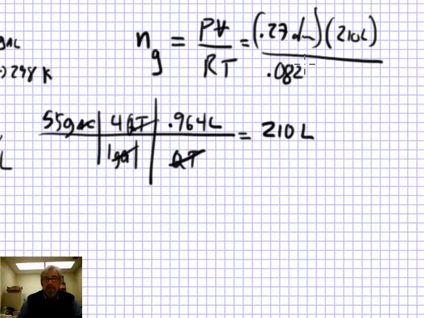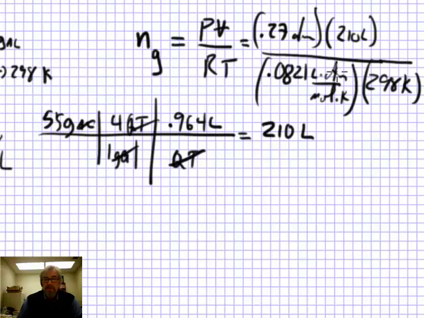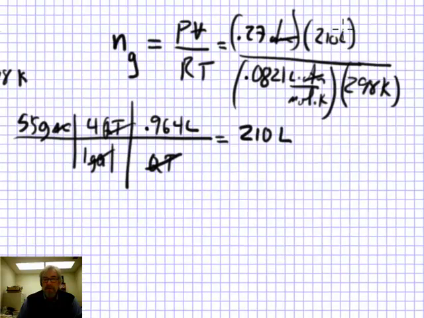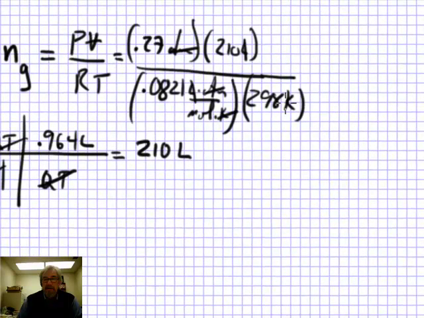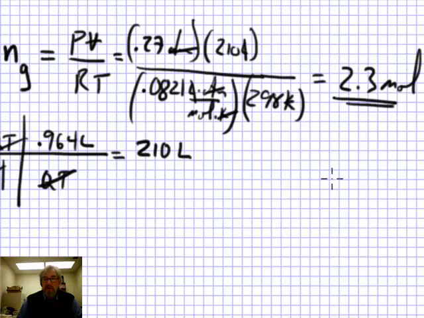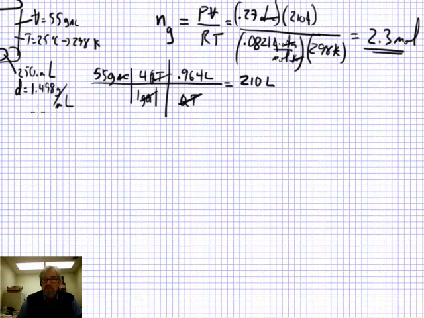R is going to be 0.0821 liter atmospheres per mole Kelvin. And the temperature was 25 degrees C, or 298 kelvins. And so, as we typically did when we were doing these gas law problems before, you see everything cancel out nicely, and this is going to leave us with a number of moles of gas, chloroform. Do the calculation to two significant figures, we get 2.3 moles. So that's how many moles of gas are present.